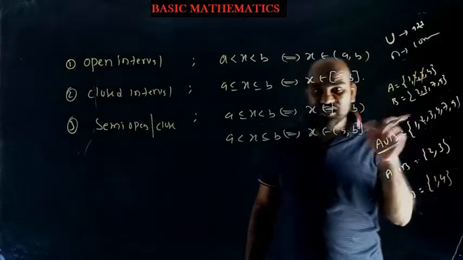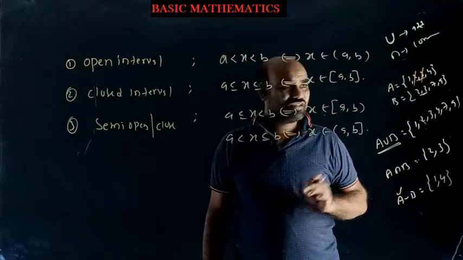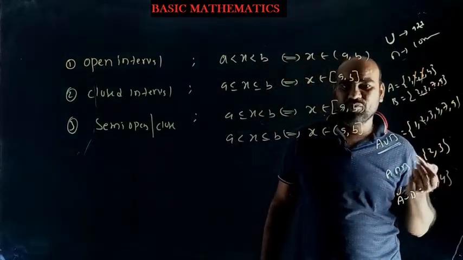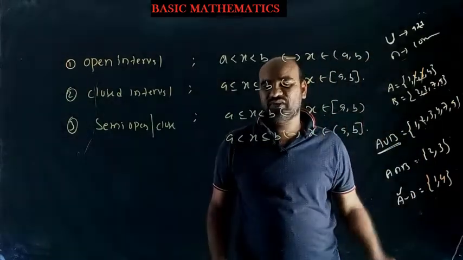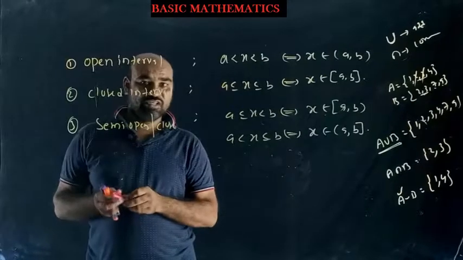Only remaining elements in A. Don't bother about elements in B. In B, 7 and 9 are there. Don't bother about B. So A minus B means the set of elements which are in A but not in B. That is the definition. Okay students, important notation.